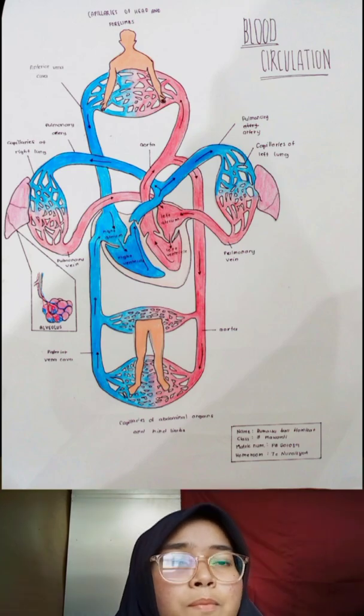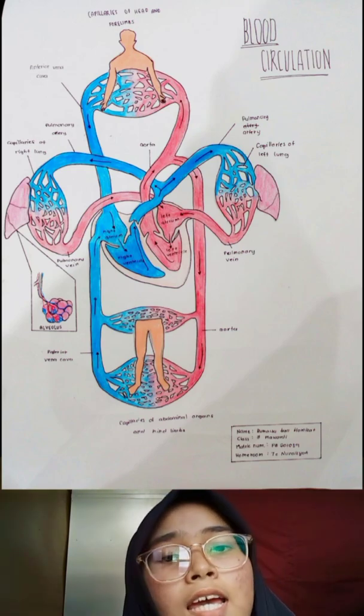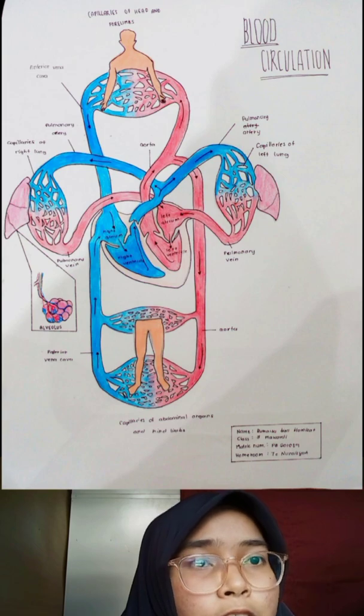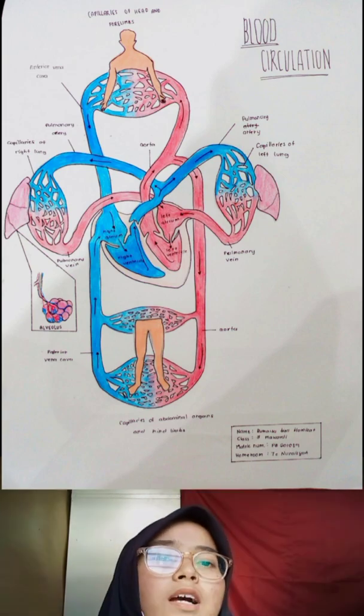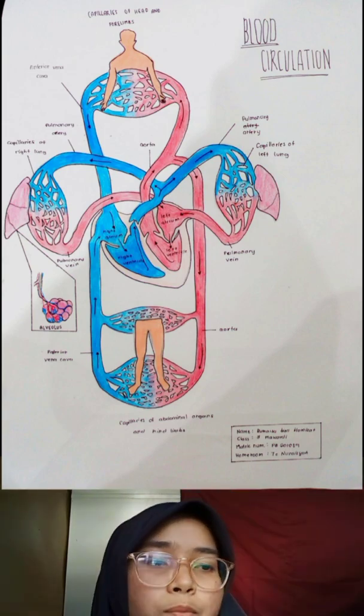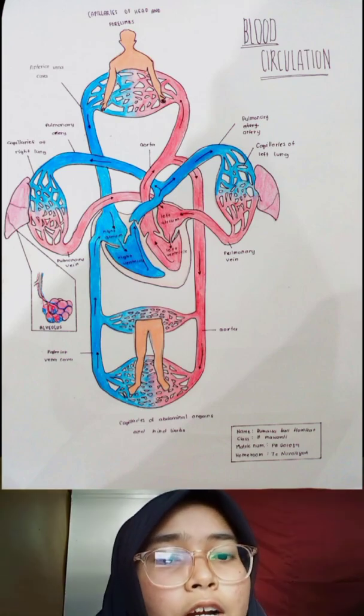My metric number is PP201089 and I'm going to explain about the blood circulatory system. So first, let me explain step by step how oxygen is transported through our heart.